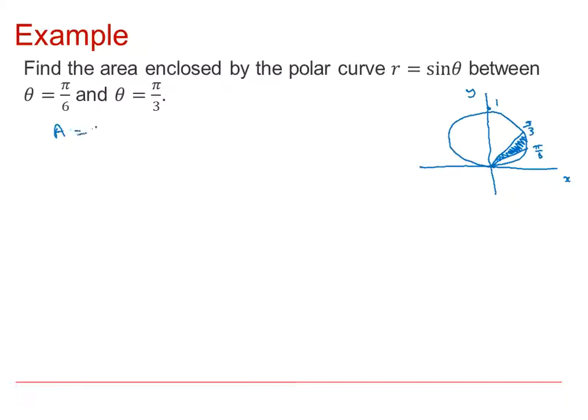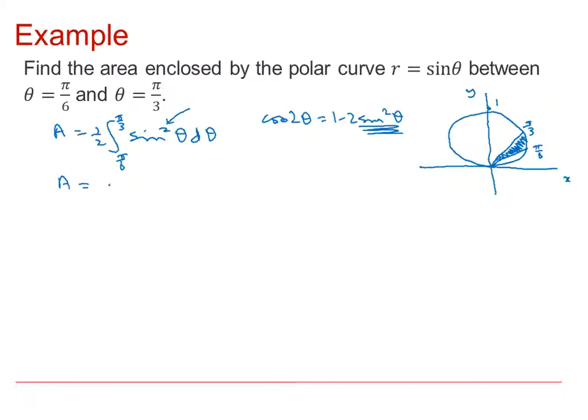So the area is half the integral of r squared, which is sine squared theta. A common mistake is students forget to square the r. r squared is sine squared theta, and we're going from theta equals pi by 6 to pi by 3. Integrating sine squared, we've seen before that integrating a trig ratio squared can be tricky unless we exploit the fact that cos 2 theta is 1 minus 2 sine squared theta.